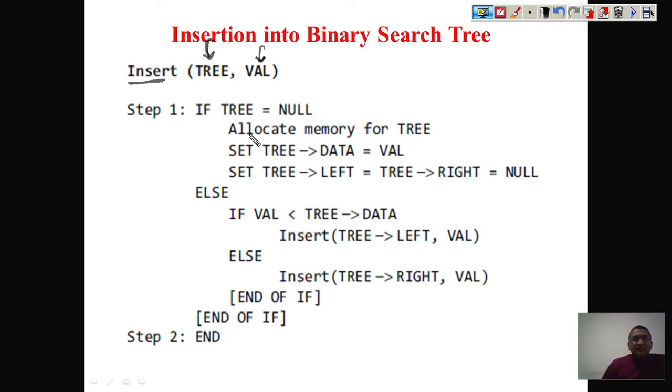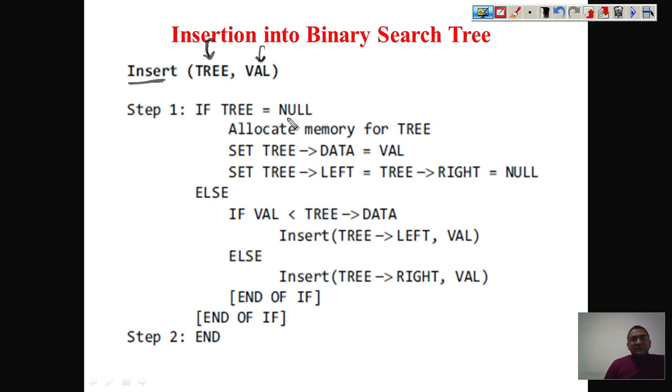Then what we will do, we will allocate memory for the tree. Now this situation can also arise when there is no tree existing. If it is occurring at the very first stage, that means there is no node existing in the tree and the tree is empty. That means you are going to store the very first node. You are going to add the very first node into that tree, if you get tree equals to null the very first time.